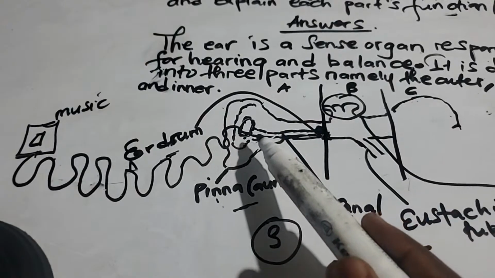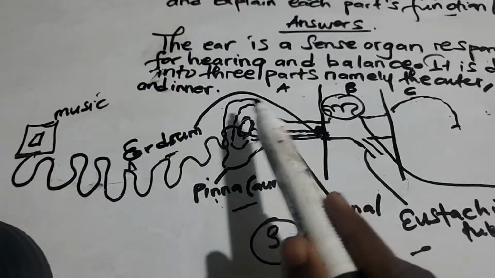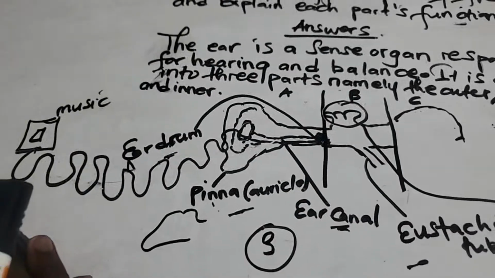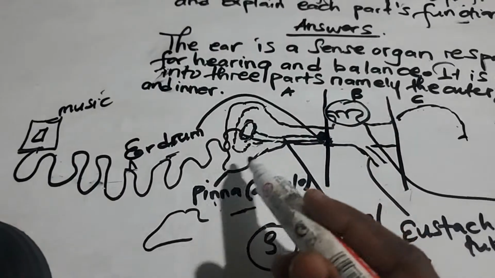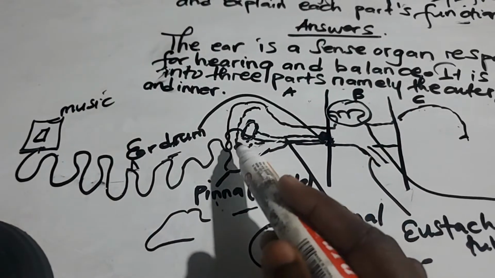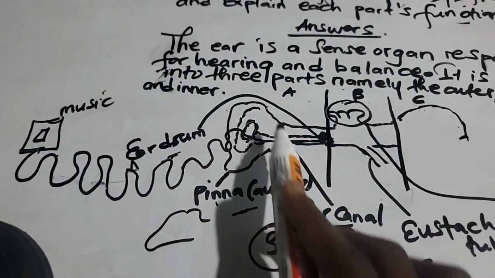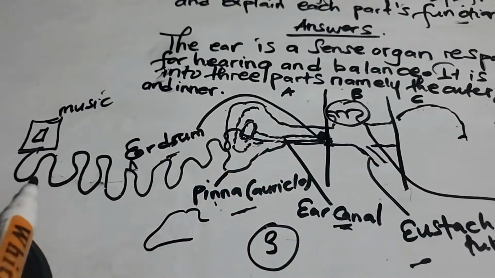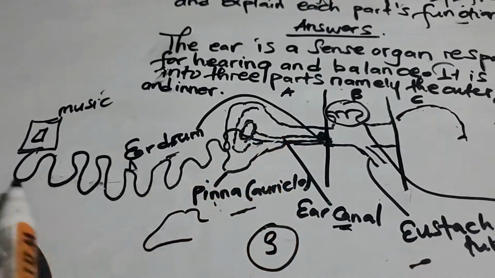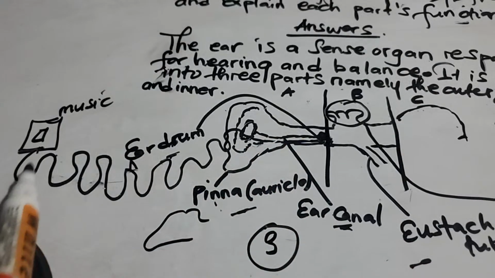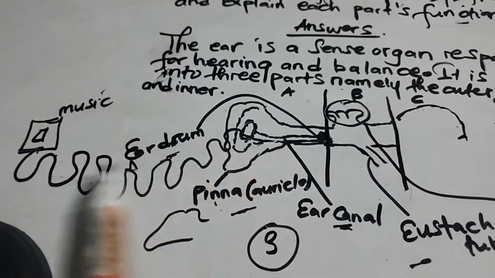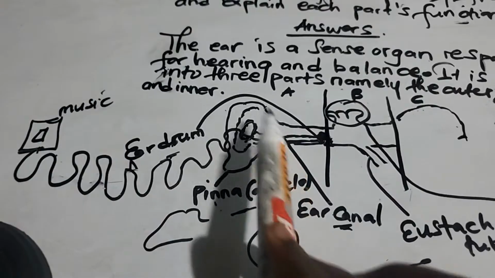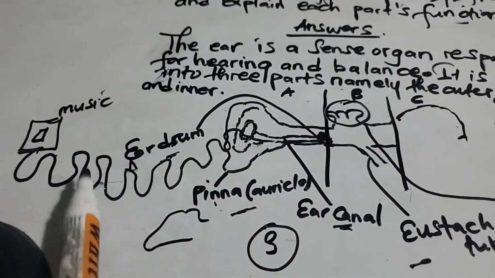Since this sound is coming from outside like this, the first part that will collect the sound is called the pinna. One of the main functions of the pinna, no wonder it looks like a plate, is to collect the sound from the environment. Take note that the sound that enters the ear moves in the form of sound waves, like this. Then it enters the ear. So the main function of the pinna is to collect the sound from the environment.